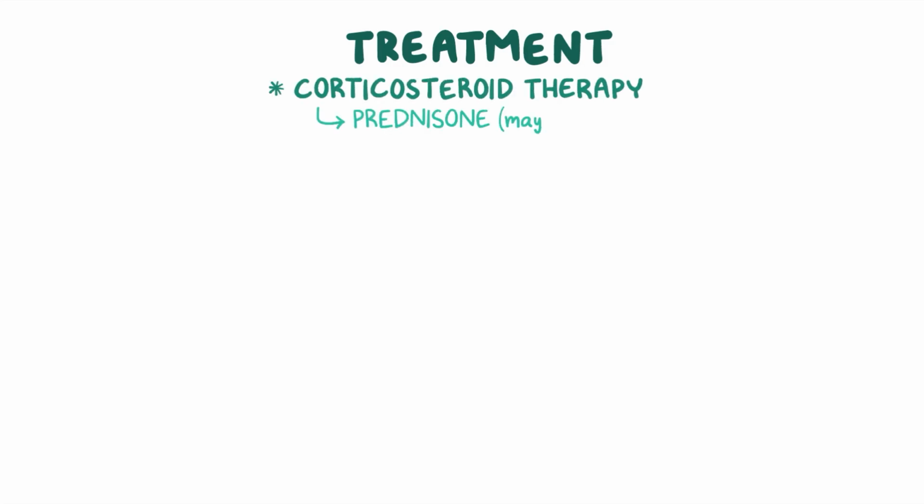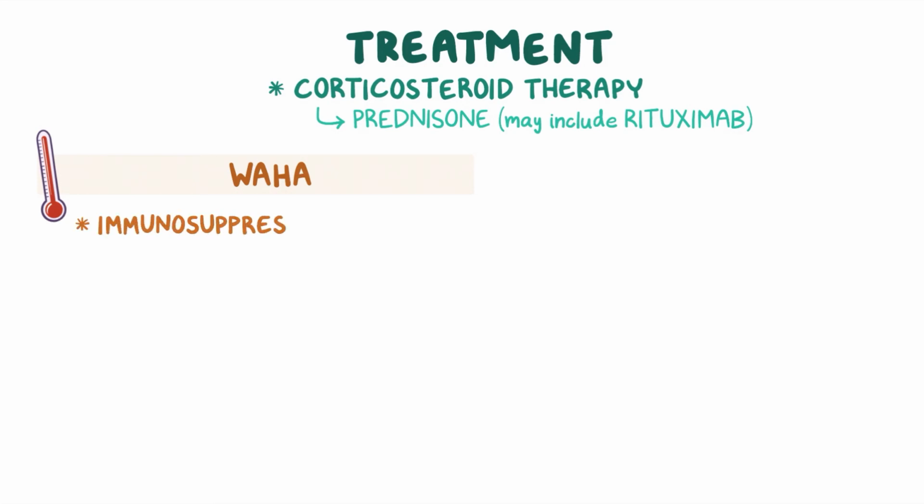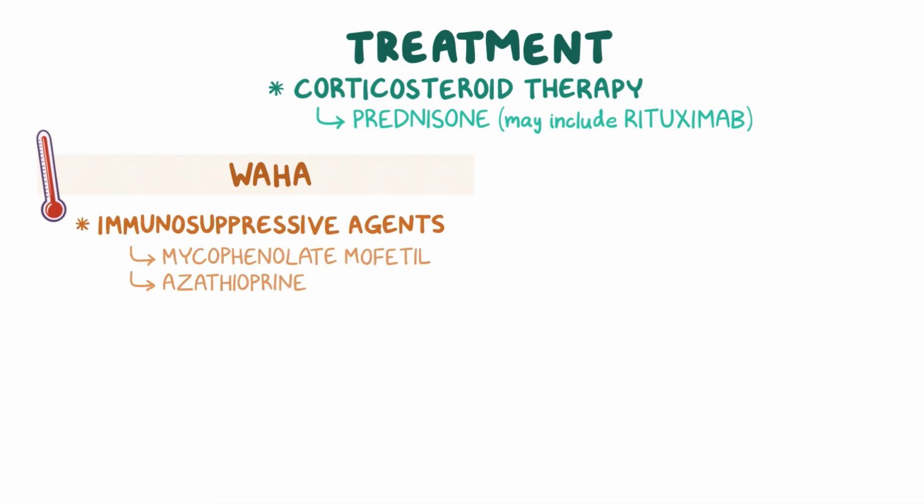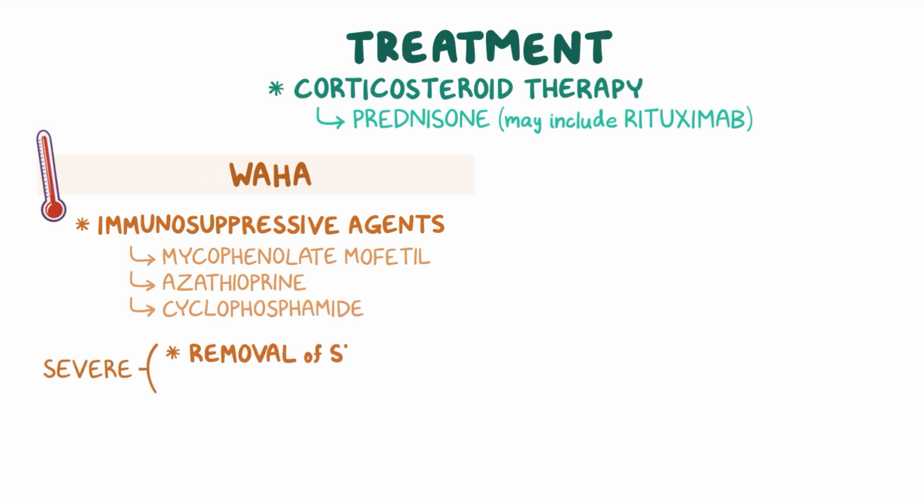Treatment focuses on support and varies based on symptoms. Generally, it includes corticosteroid therapy with prednisone and may include rituximab, a monoclonal antibody that targets the immune cells responsible for hemolysis. Individuals with wAIHA may also be given immunosuppressive agents, such as mycophenolate mofetil, azathioprine, or cyclophosphamide. Severe cases of wAIHA may necessitate the surgical removal of the spleen and blood transfusions.